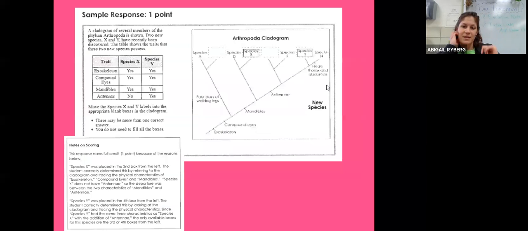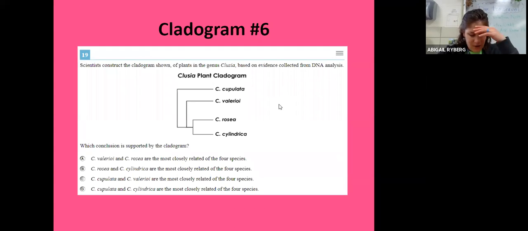Okay, so let me see. Here is the answer key that shows you species X in the correct place and Y. But remember, Y could go in either of these locations. And let's do our final cladogram.